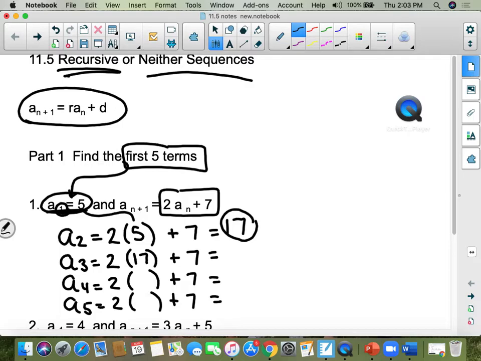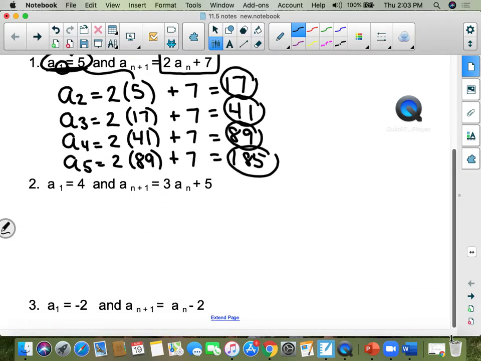So 2 times 17 is 34, and 34 plus 7 is 41. Now that I know that the third term is 41, what's going to go in this parenthesis? 41. 82 plus 7 is 89. Now that I know that that's 89, 89 goes into that one. That gives 185. And that's what you're doing on the first part of the assignment. We are going to do a couple more of these, and that is it for part 1.